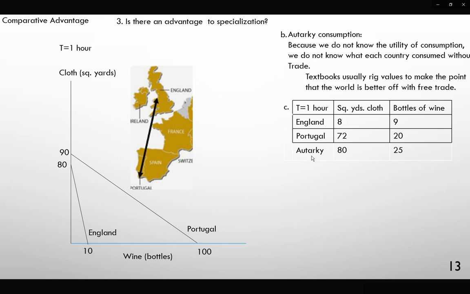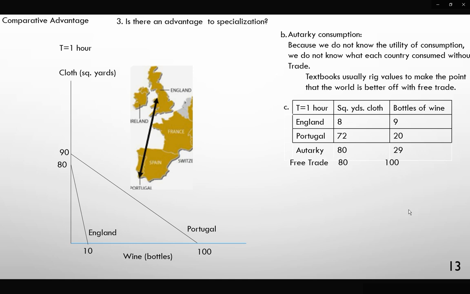So here, and I should have labeled that, this is the global consumption of each good in autarky. 80 square yards of cloth, and that is a mistake. Okay, that's better. Now in an autarky, in the arbitrary given example, there are 8 square yards of cloth being consumed in England, 9 bottles of wine, 72 square yards of cloth in Portugal, 20 bottles of wine in Portugal. So the world is consuming 80 square yards of cloth and 29 bottles of wine.